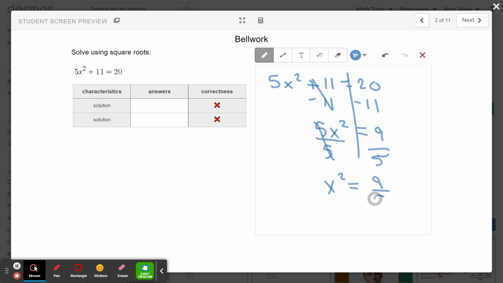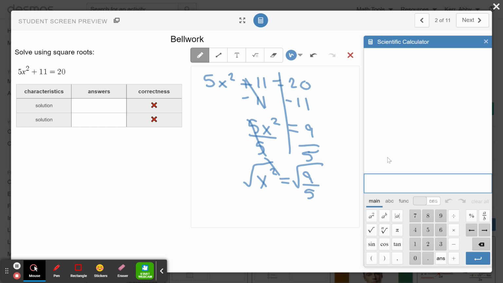Some students are not sure on how to show work for this. You want to write the square root. This is where the calculator comes into play. Here's the square root button, and then do 9 divided by 5. Your calculator is only going to give you the positive number.